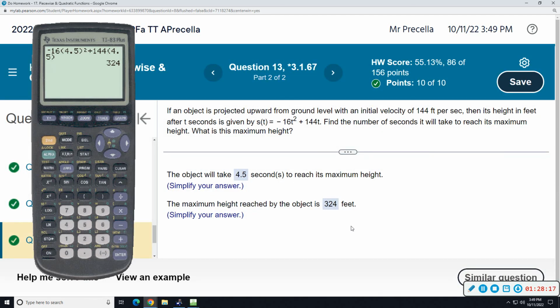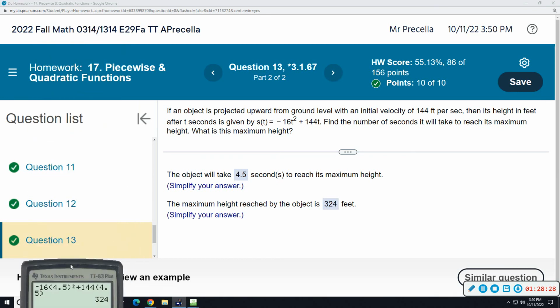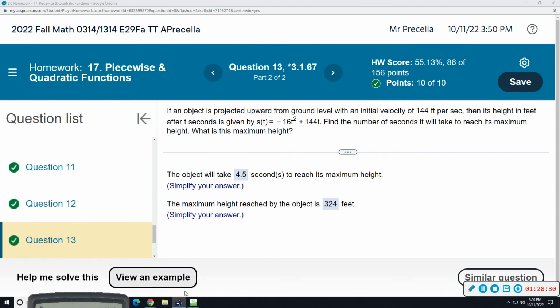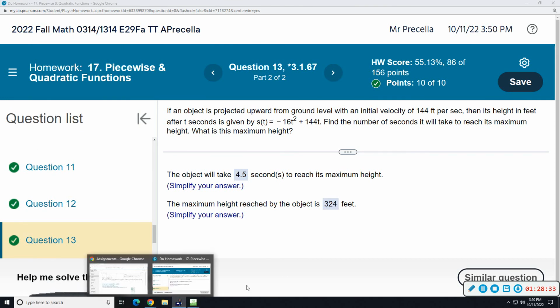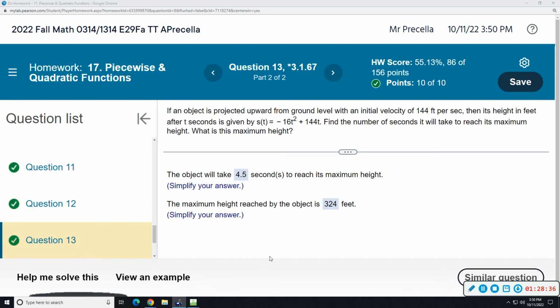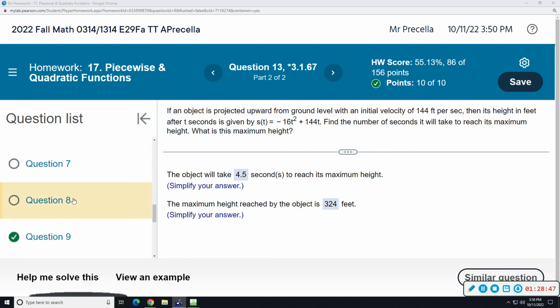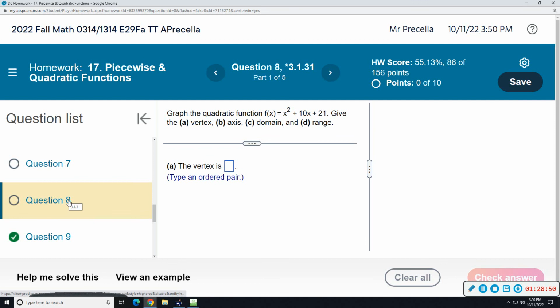Any questions there? Any questions or comments? Hey, we only did one problem using the graphing tool. Y'all want to do another one? Yes, let's do number 8.